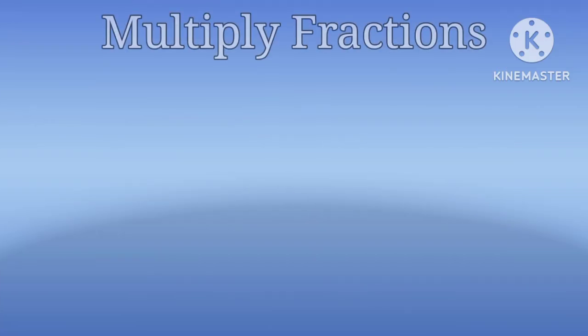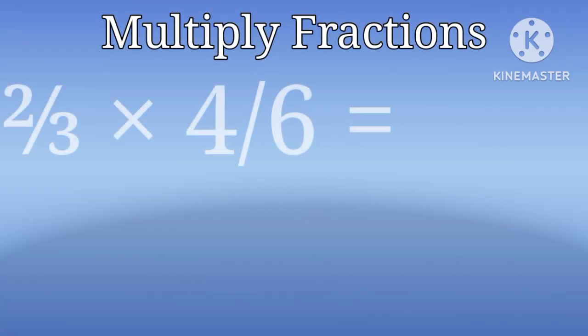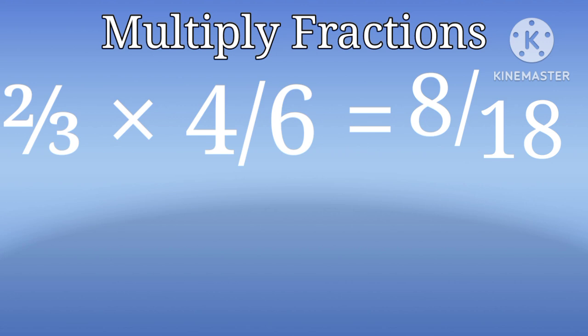We have another example here: 2 over 3 times 4 over 6. First, multiply the numerators. So we have 2 times 4, which is equal to 8. And now multiply the denominators. So we have 3 times 6, which is equal to 18. Now the answer is 8 over 18.